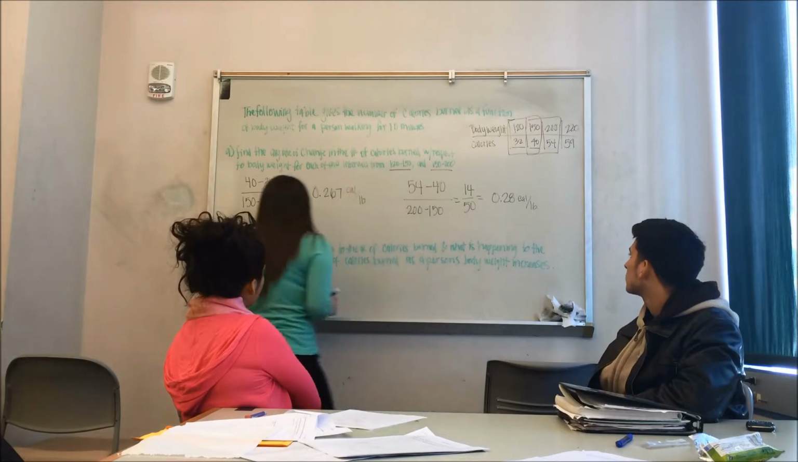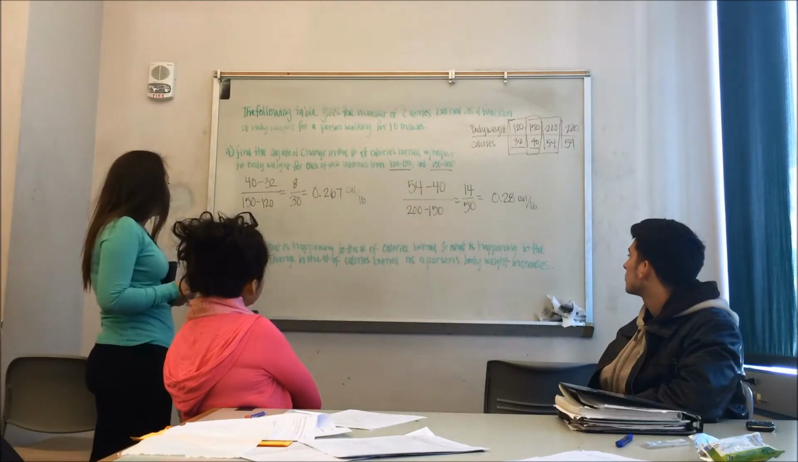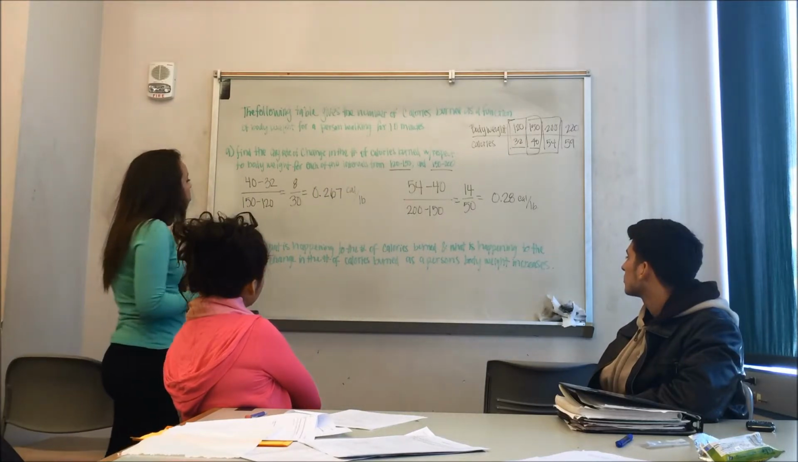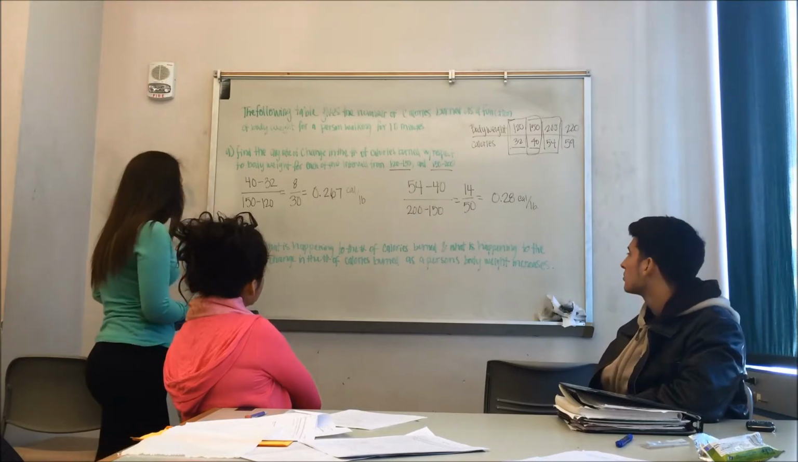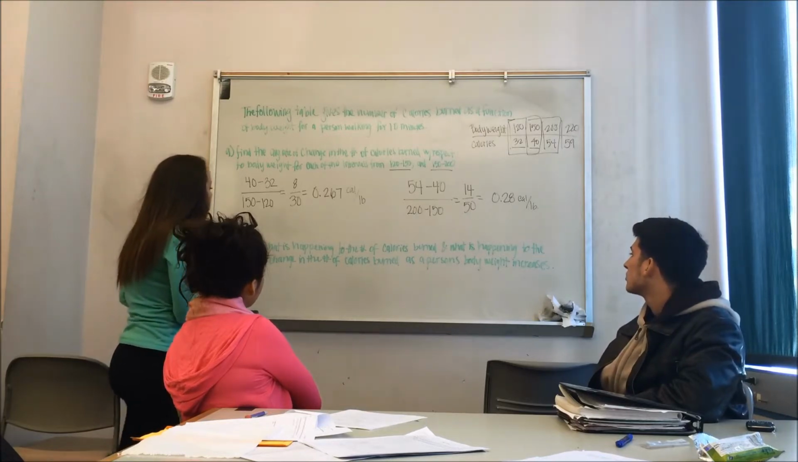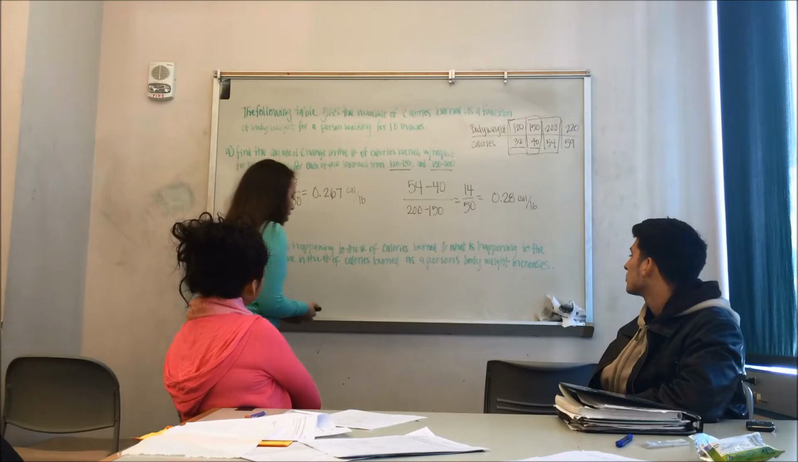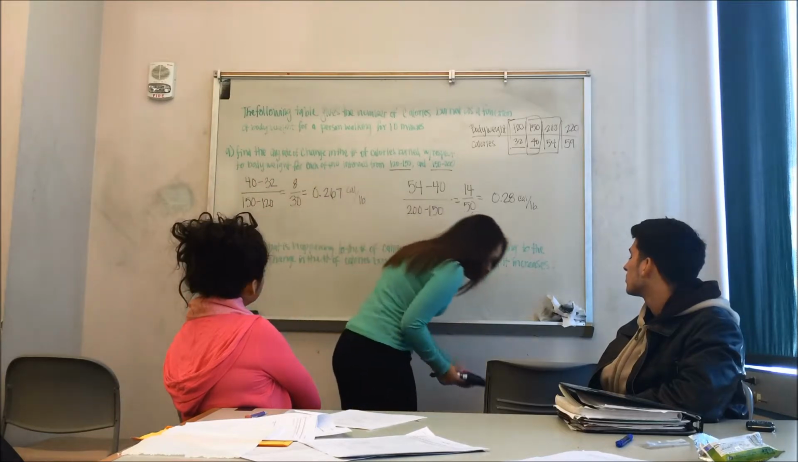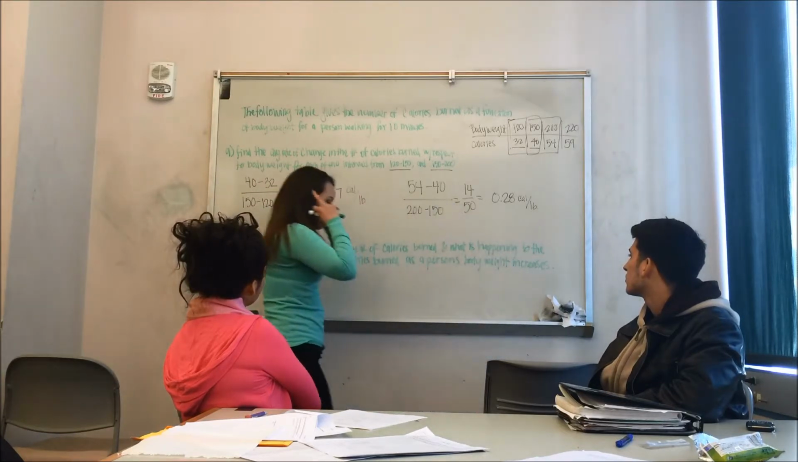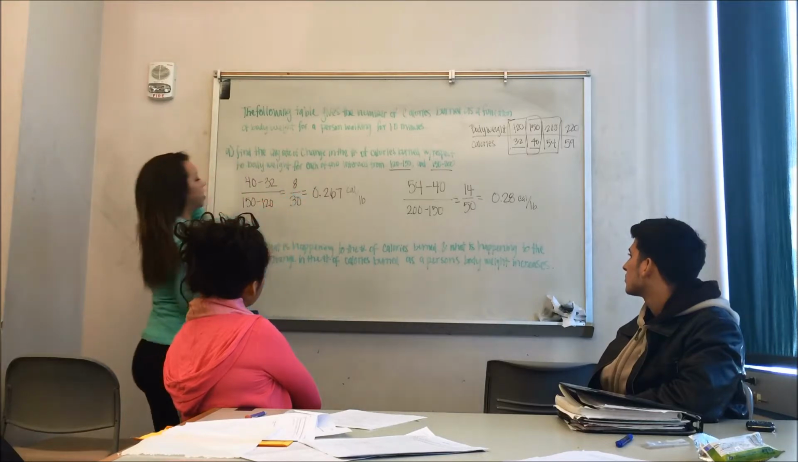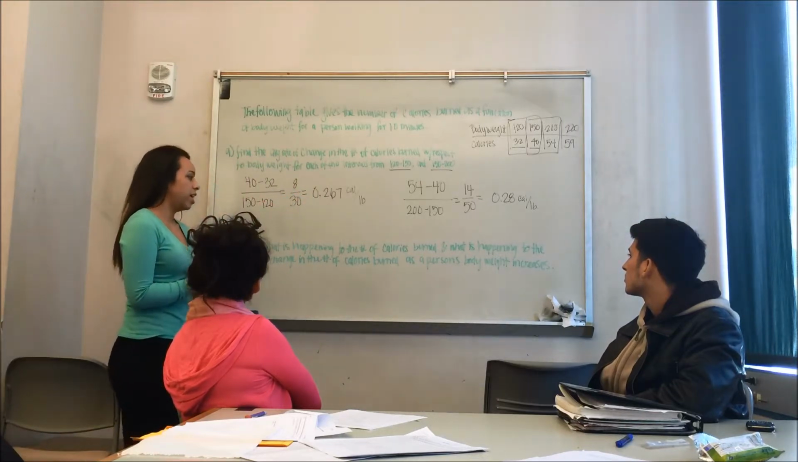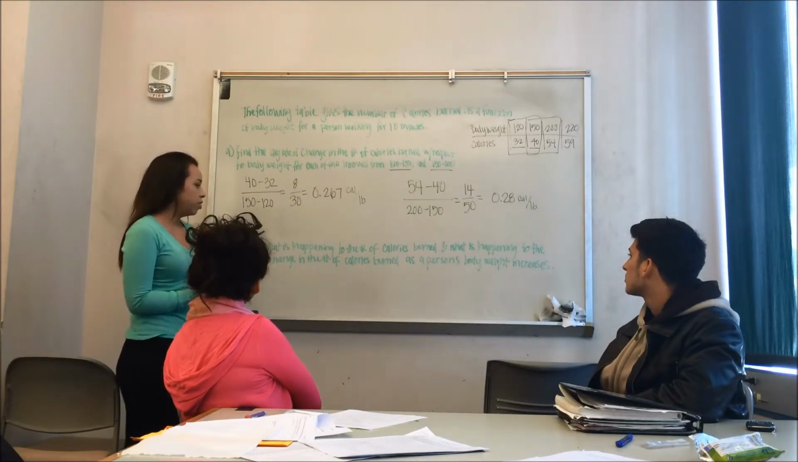Now the second part is asking for, describe what is happening to the number of calories burned and what is happening to the average rate of change in the number of calories burned as a person's body weight increases. So here, whenever the amount of the weight goes up, the more calories are being burned, and therefore the average rate of change is increasing as well.